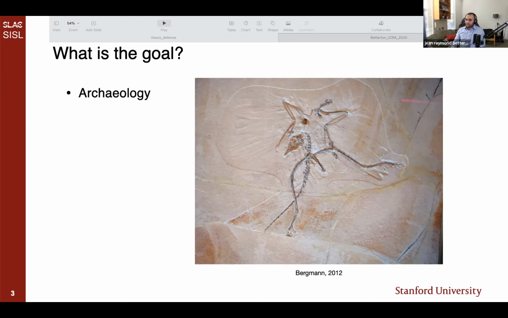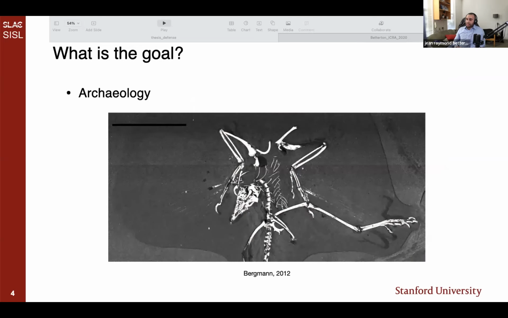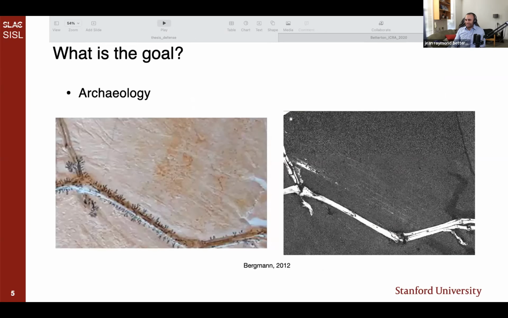So this is a picture of an actual fossil, and this is a phosphorus scan from an X-ray of the previous sample. And if we look really closely here, if we zoom in close enough, you can see some faint lines that would otherwise be imperceptible to the human eye. These turned out to be an early discovery of quills for feathers on a dinosaur.